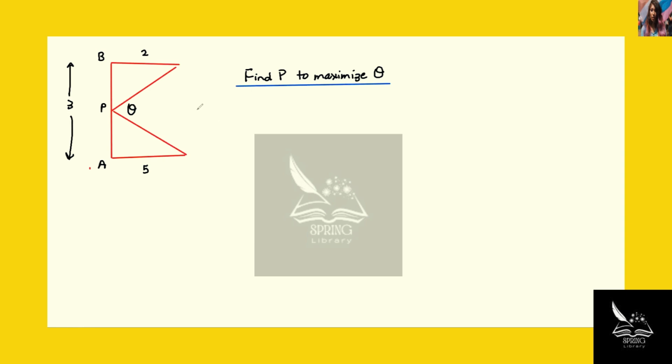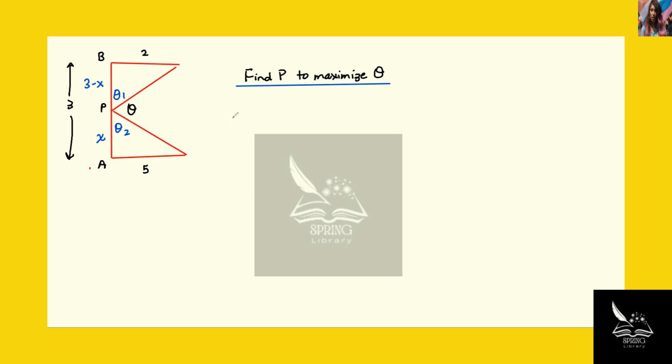Okay, so here we have a geometric problem, and we have two triangles. At point P, we can change where P is, but our goal is where should we place P so that theta is maximized? We do have some values for lengths, and I'm going to define some extra values. I'm going to call this theta 1 and this angle theta 2. I'm going to call the distance from A to P x. And therefore, from P to B will be 3 minus x, since the total vertical height is 3.